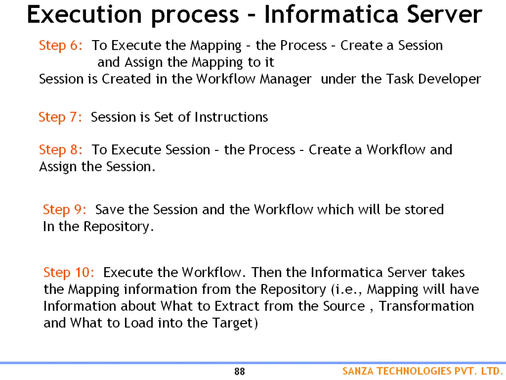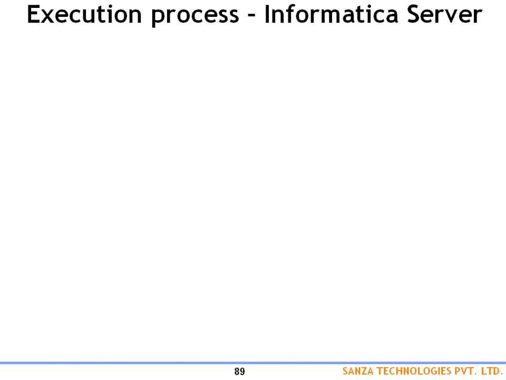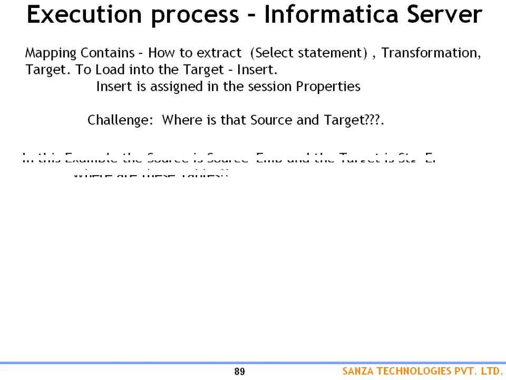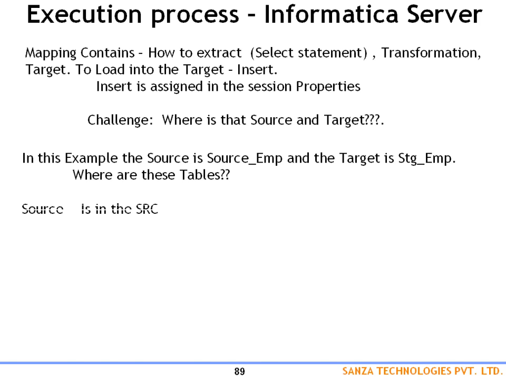So when you say execute, what happens? Now, the mapping contains what data to extract, what transformation should be done, and what load to be done, and inserting the data we have assigned in the session properties, which is a default. Then comes the challenge. When the Informatica server executes that program, the challenge is where that source and that target are physically located; somewhere they have to be. So in this example, where is that source EMP table and where is that target STG EMP table? Where are these tables?